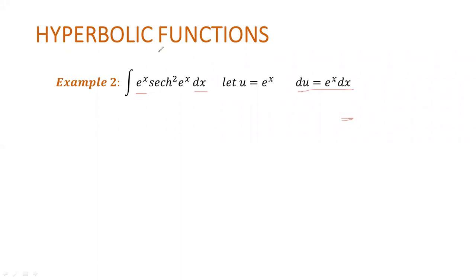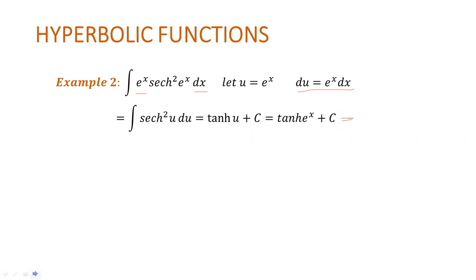Now then, we are ready to integrate the hyperbolic secant squared of e raised to x, which is actually, as what we have discussed based on the formula set in the other slide, the hyperbolic tangent of e raised to x.